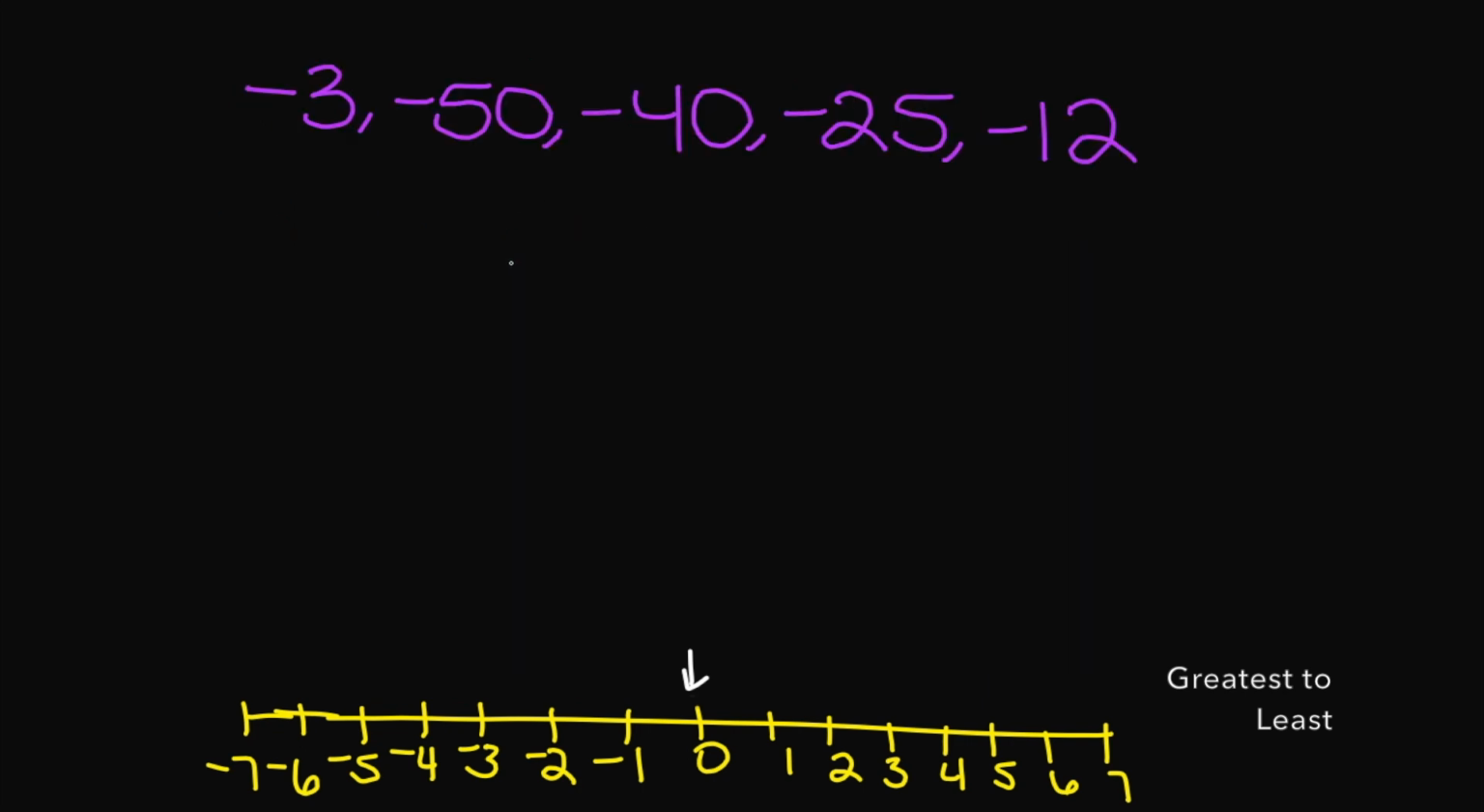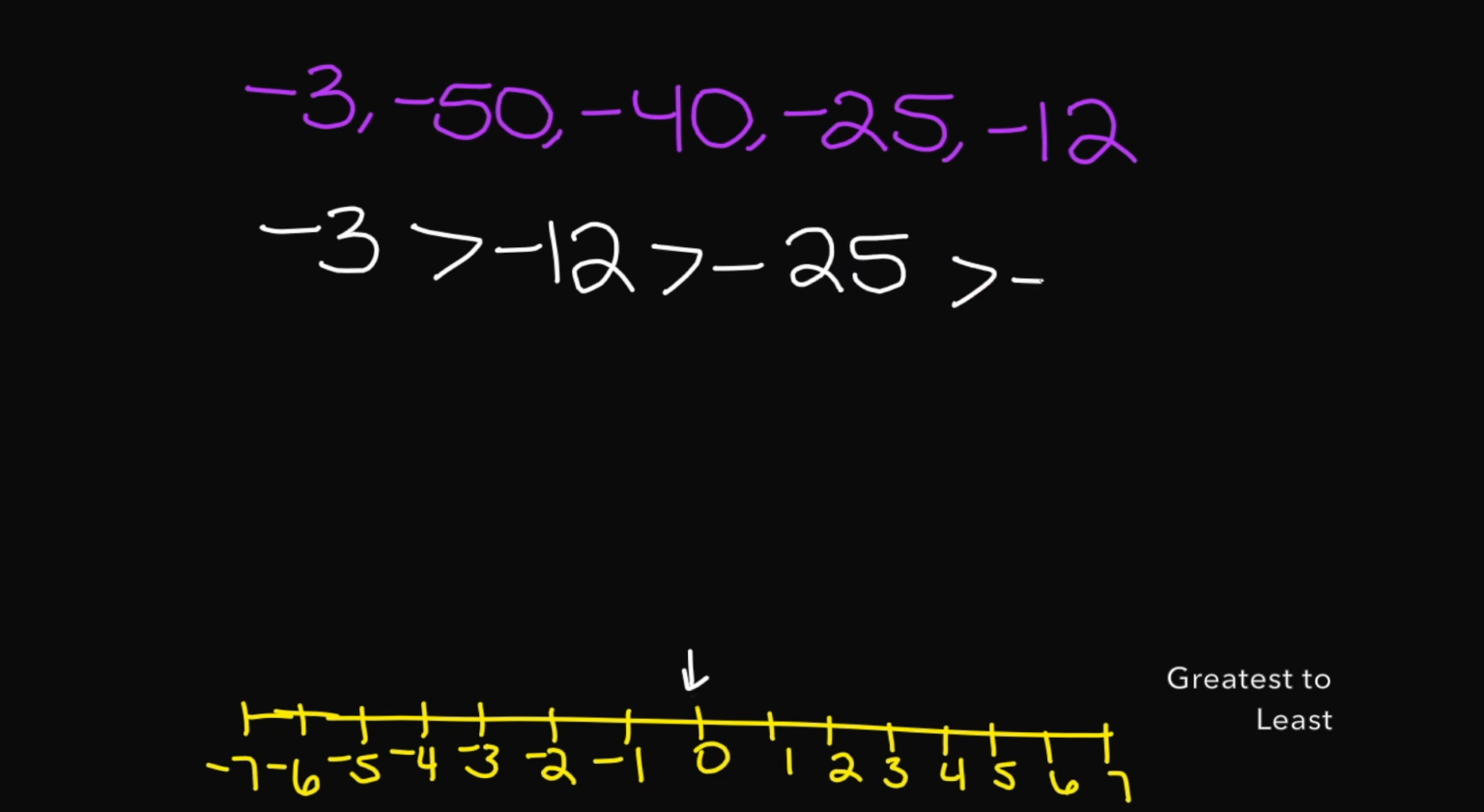-3, -50, -40, -25, -12. The largest number here is going to be -3. -3 is greater than -12. -12 is greater than -25. -25 is greater than -40. Then -40 is greater than -50.